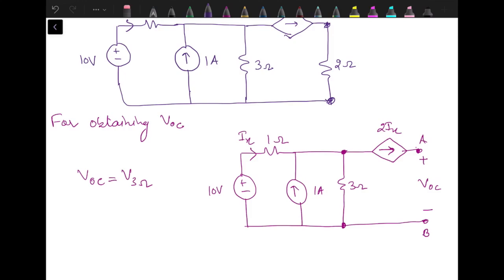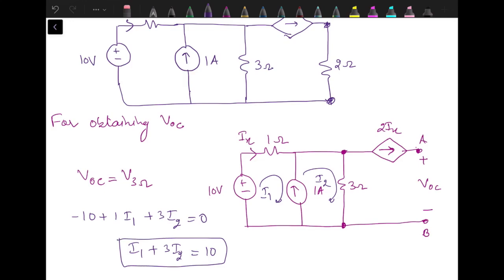For that, let's mark this current as I1, this current is I2. Now this is the case of super mesh where we need to combine mesh 1 and 2. When we combine mesh 1 and 2, minus 10 plus 1 into I1 plus 3 into I2 equal to 0. So this will give the equation as I1 plus 3I2 equal to 10, first equation.